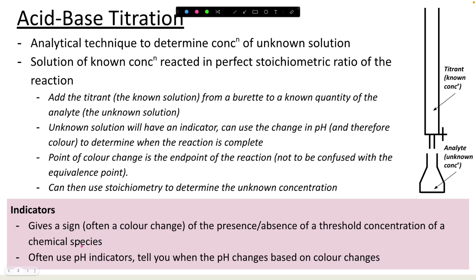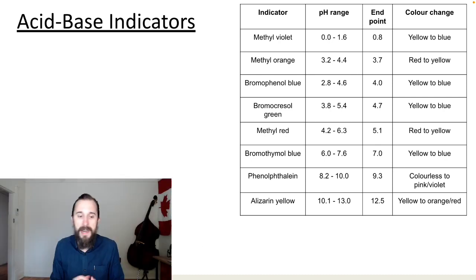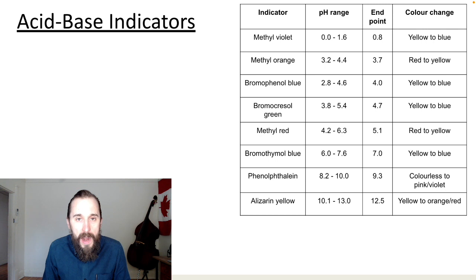So they give a sign, often color changes, of the presence or the absence of a threshold concentration of a chemical species. And we're often using pH indicators that tell you when the pH changes based on color changes. Fantastic. So let's have a look at some of these indicators. There's a whole variety of them, a bunch of different ones. I've just got a few, maybe more common ones, a few select ones.